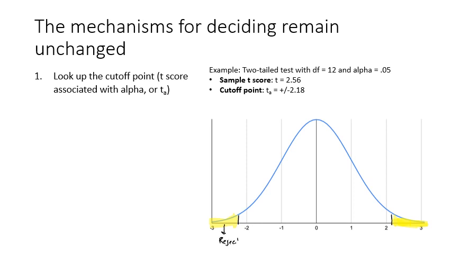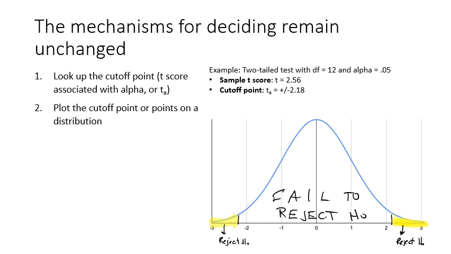And what are we rejecting? We're rejecting the null hypothesis. And the same over here, this is the reject region. So if we find a sample score that falls in this reject region, we reject H0, and any score falling in this unshaded region, we fail to reject the null hypothesis.